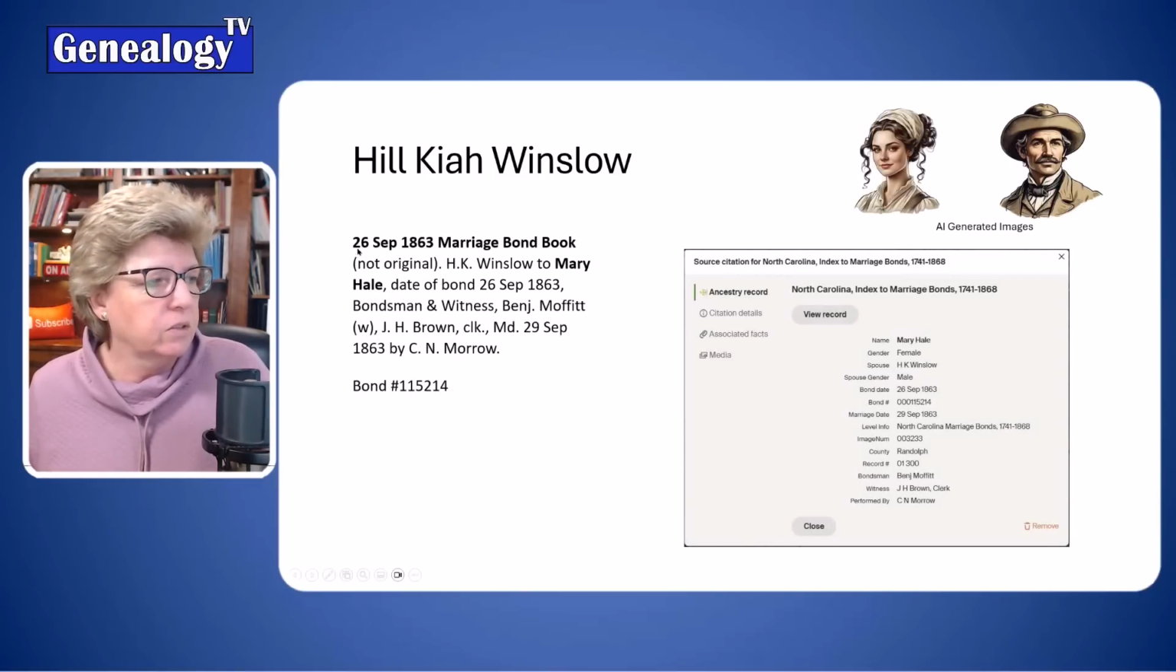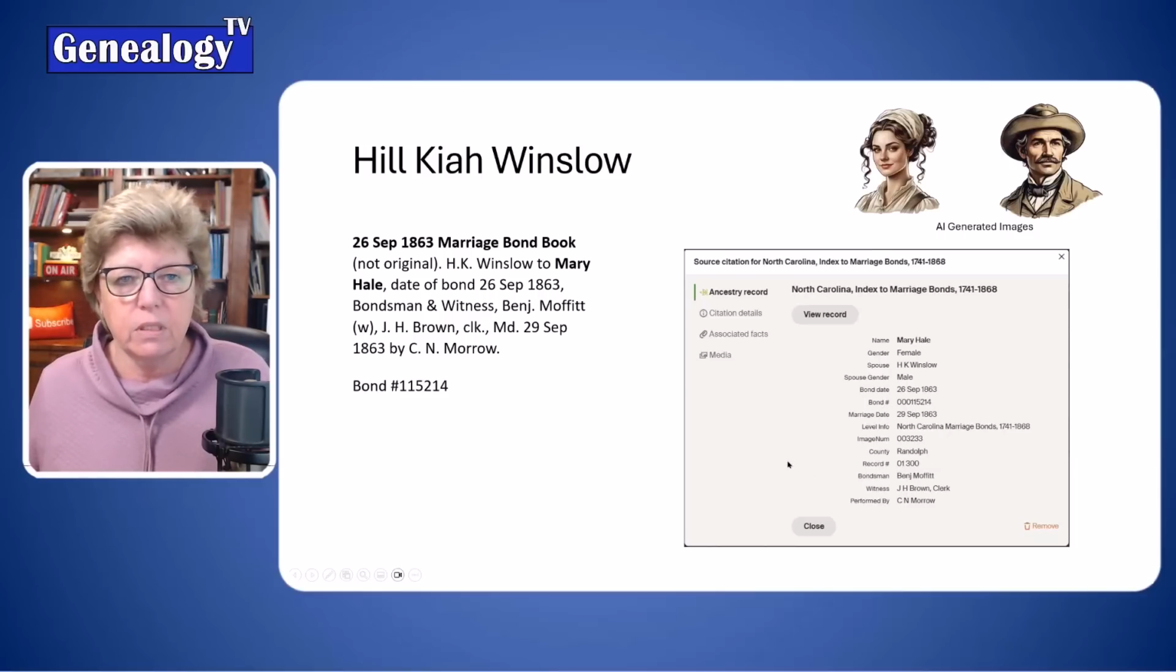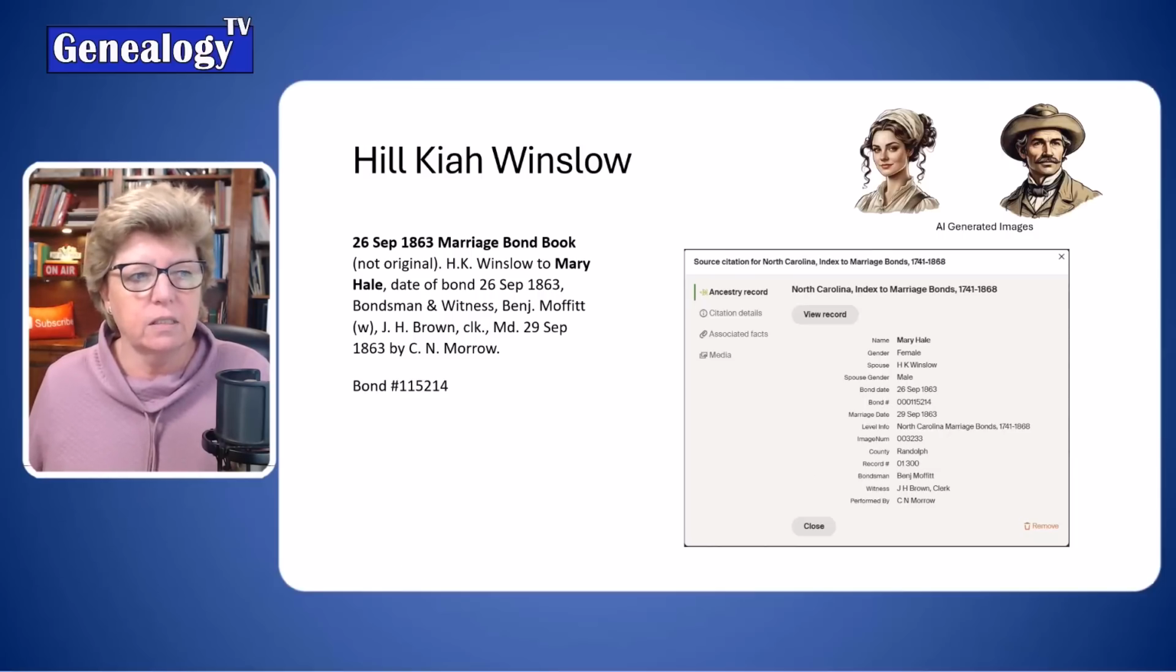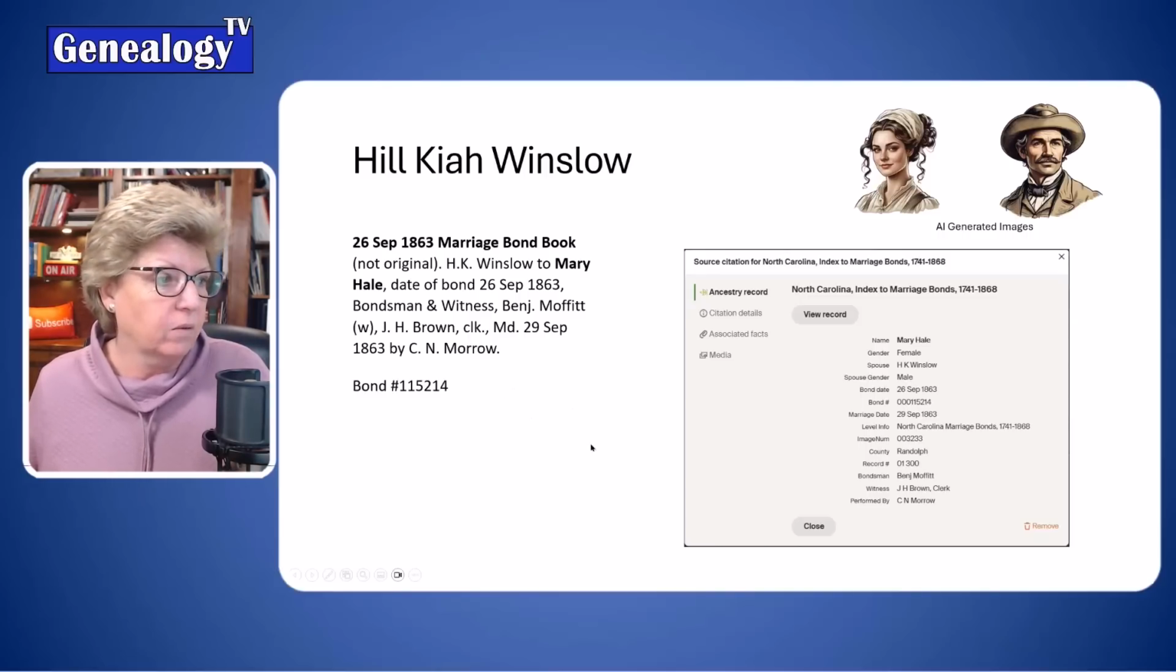Then on 26 September 1863, there is a marriage bond for Mary Hale. So this is an Ancestry entry, and it gives me the bond number 115214. It's right there, and I'm like, cool. Now I need to go find the record. I don't ever stop with indexes. Where there's an index, there might be an original record, so we want to go find it whenever possible if it has survived.